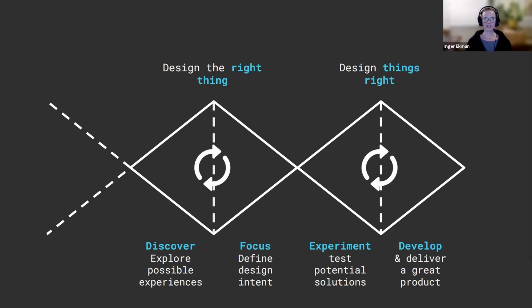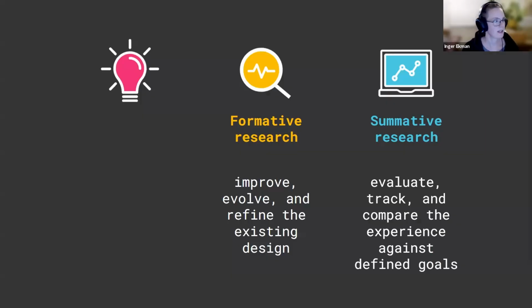In the second phase of this, it's about designing things right. And this is where playtesting lives. It's about experimenting, testing potential solutions, putting them out there, looking at how they fare. And then in the very end of the process, polishing, iterating, just making sure that everything is right on spot with the product.